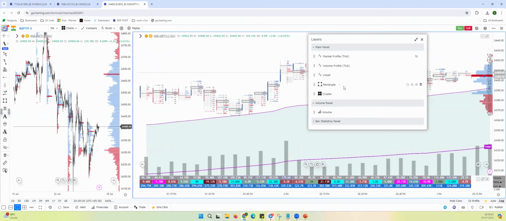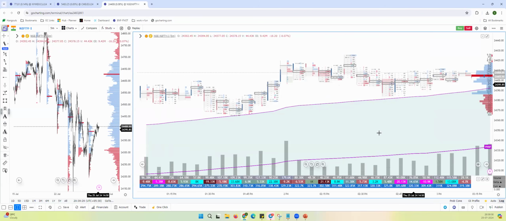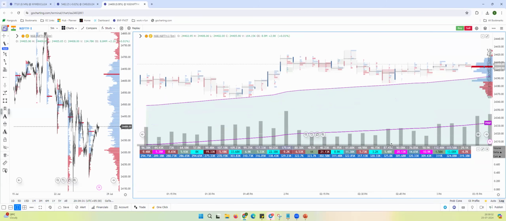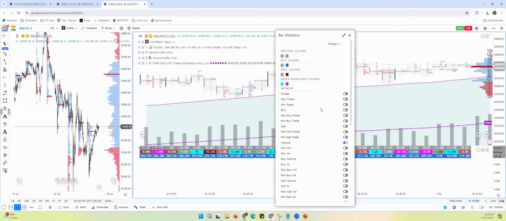And with bar stats also, these are the information that is available. In bar stats, if you want to configure and change certain things, where do you do it? You go to the bar stat settings at the bottom, which is here, and you can add so many data points here. There are so many data points available.